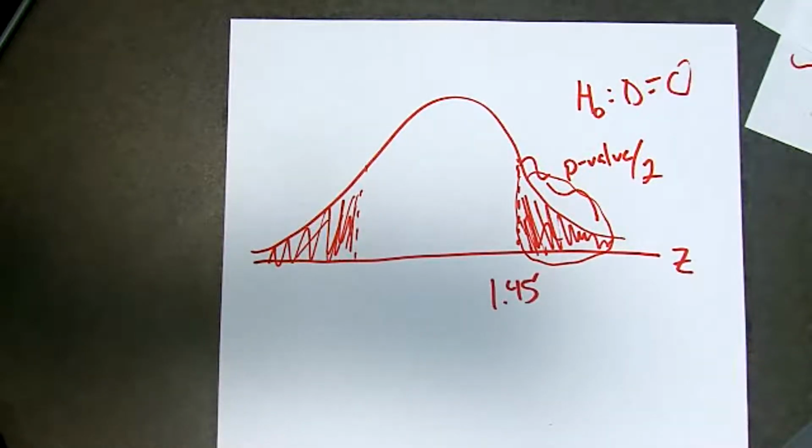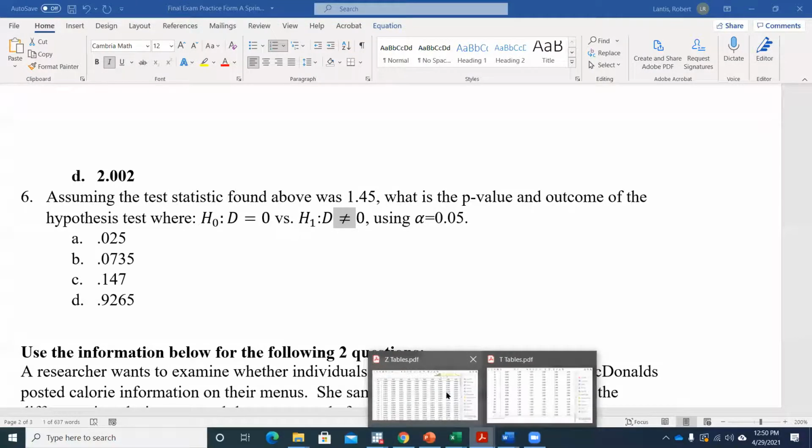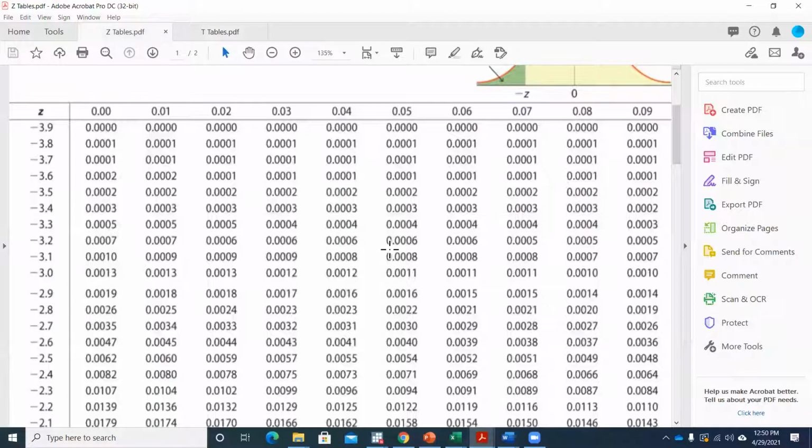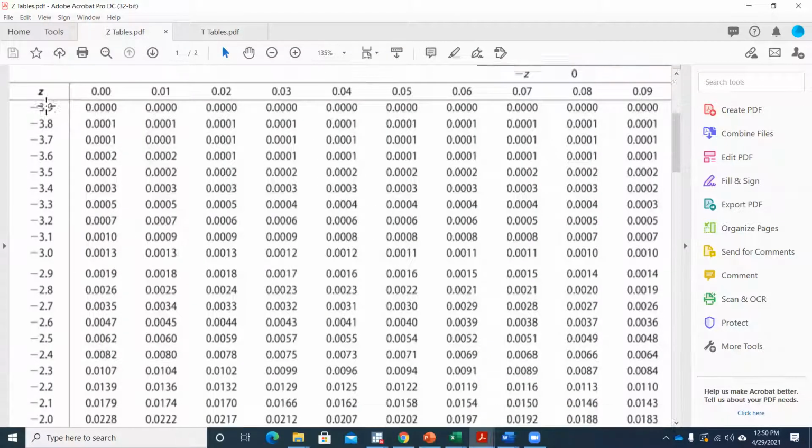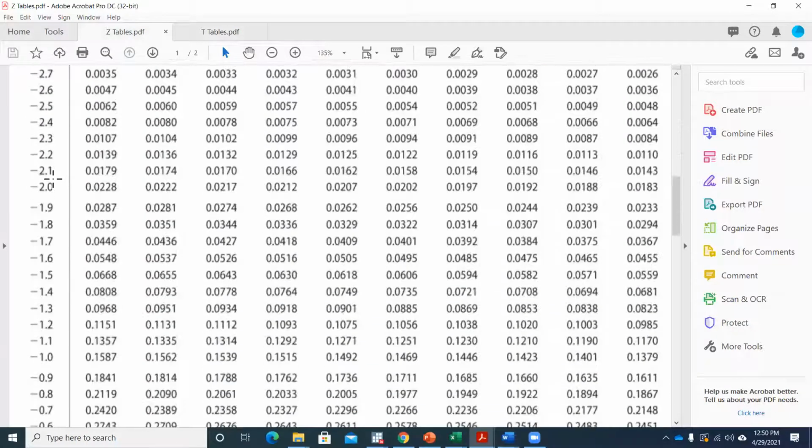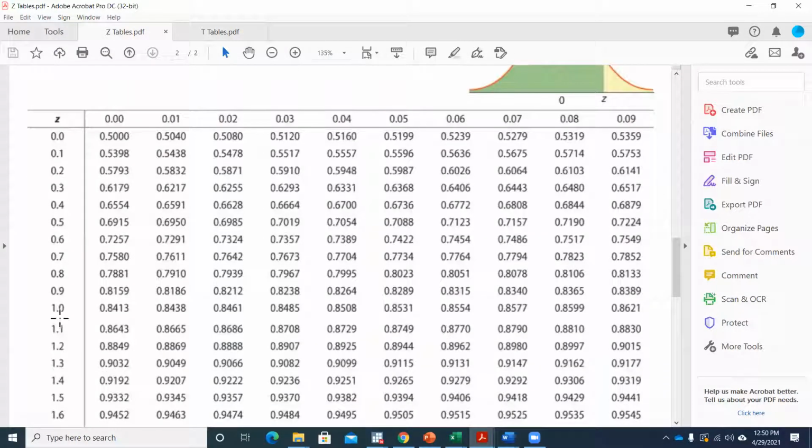So I'll look up 1.45 in that standard normal table because we're still dealing with this proportion example. So my z-value, the test statistic I have, is 1.45, so 0.9265. Okay. Now, I'll show you an easy way to know that you're maybe doing this wrong.